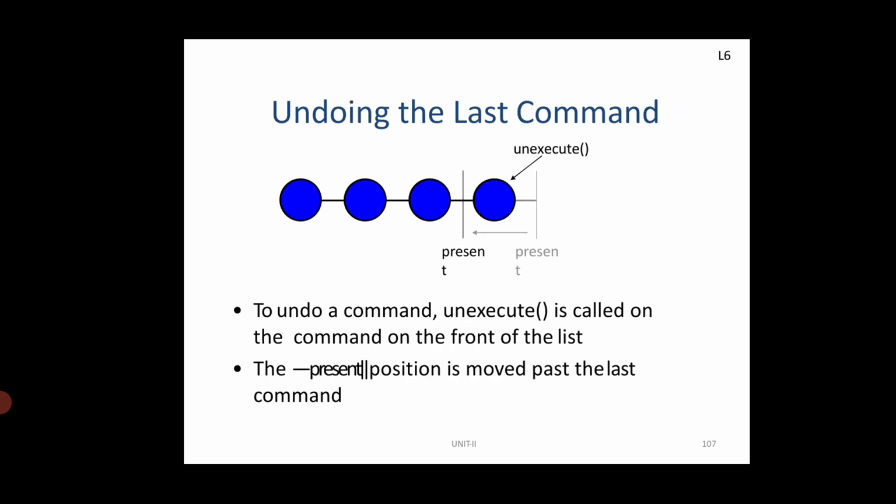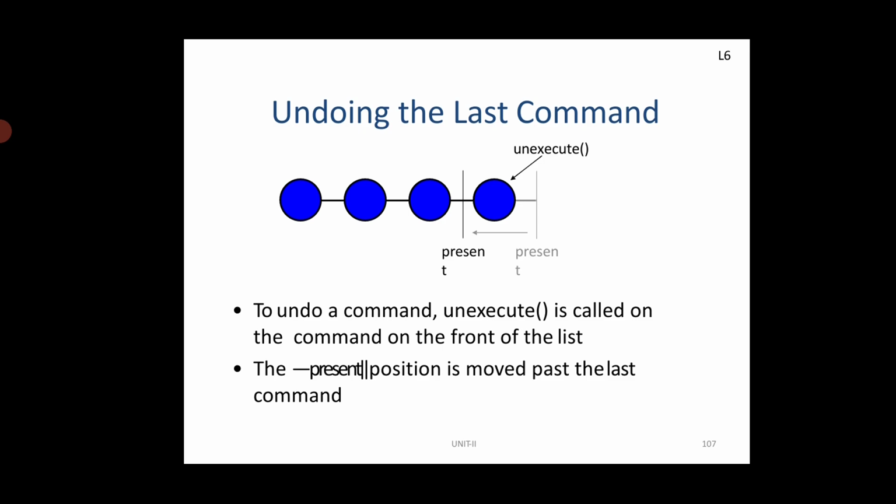Now we are looking at undoing the last command. Here, each circle represents a command object. In this case, the user has issued 4 commands.